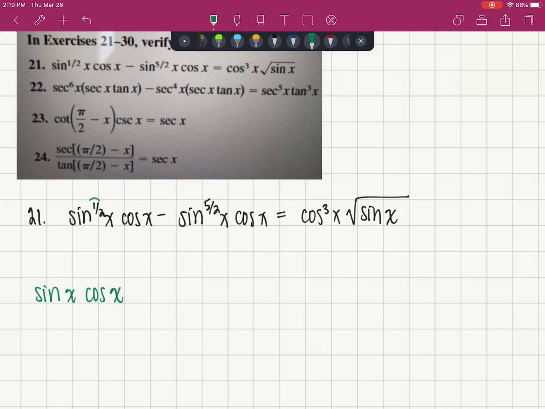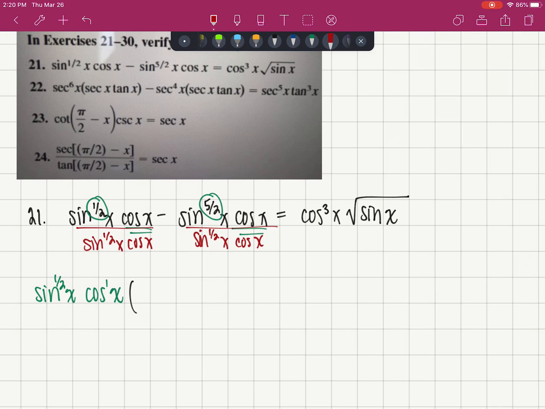So the lowest degree of the sine, 1/2, is smaller than 5/2. So I'm going to factor out sine to the 1/2 of x, and then cosine of x is a degree 1, so I'm going to factor that entire thing out. And then let me show you here, when we factor out the sine to the 1/2 of x times cosine of x, it's like dividing it out, right?